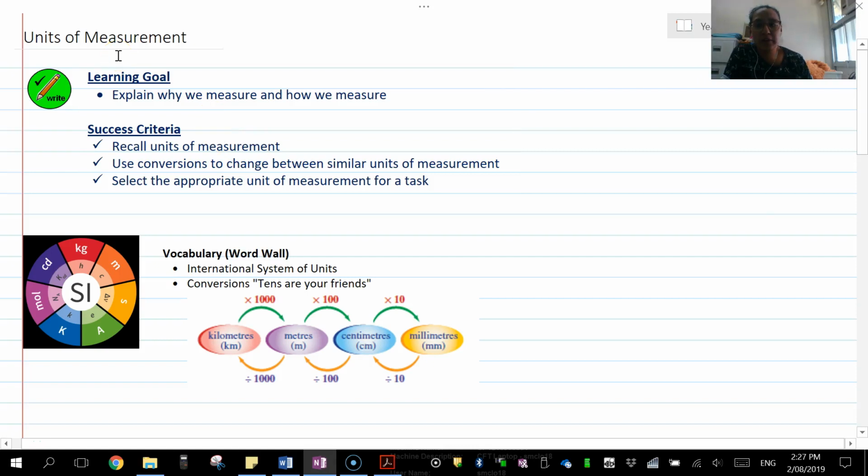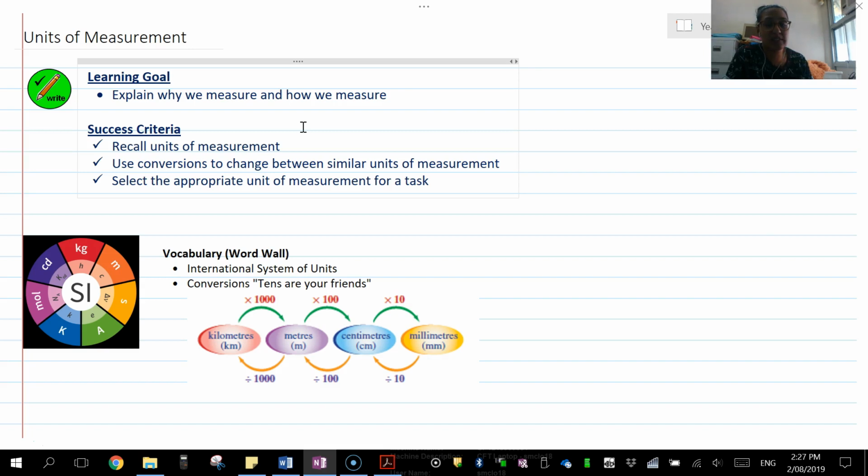Hey everyone, in this video we're looking at units of measurement. We're looking at why we measure things and how we measure them. So you would probably be measuring lots of different things already. You know, length, height, length and height are the same thing. So measures of distance, measures of mass, so your weight, measure of light.